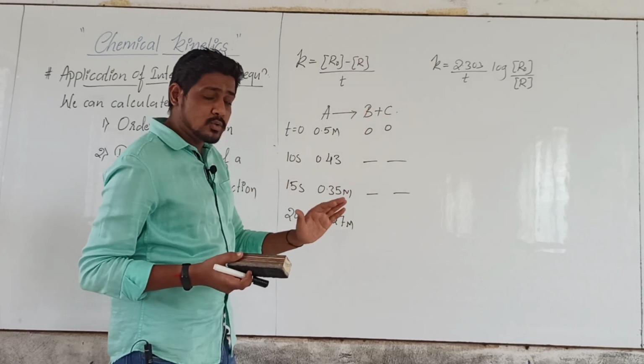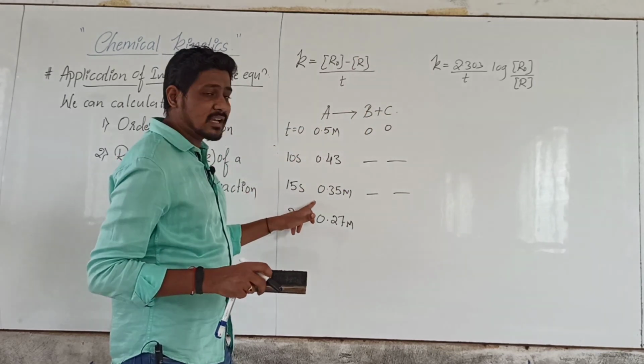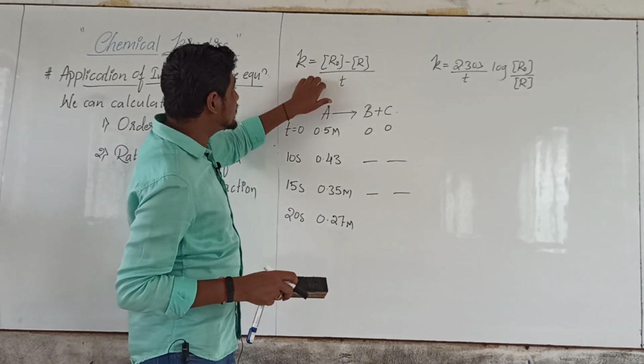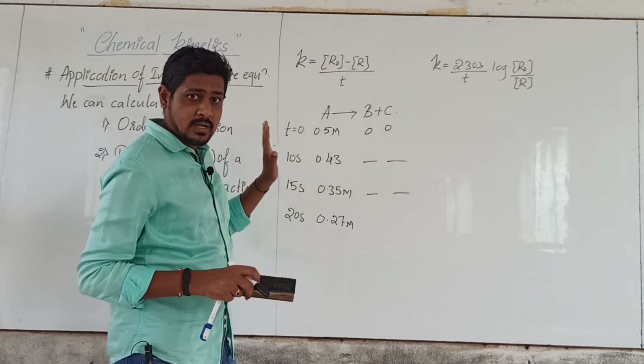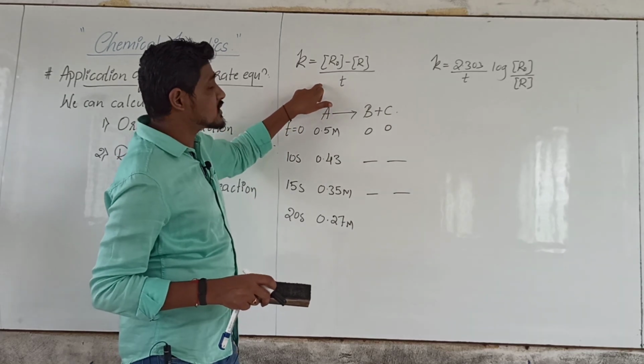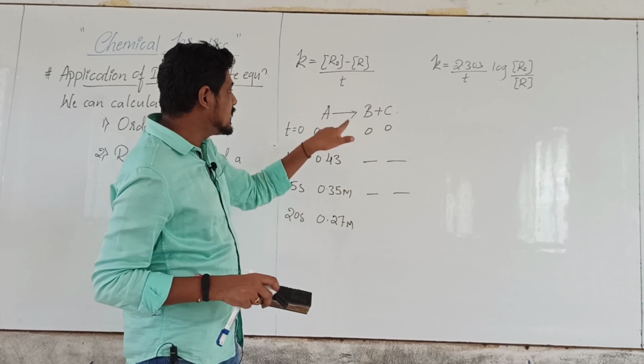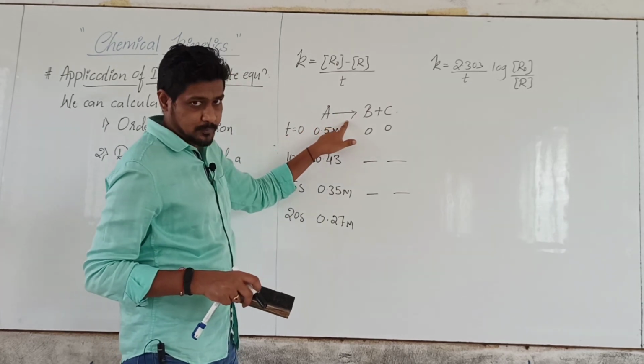Again, if the K values at 10 seconds and at 15 seconds are the same, okay, then we will say this integrated rate equation is correct. Then this integrated rate equation is of which order? It is for 0 order. Then what is the order of reaction? Then the order of the reaction will be 0.